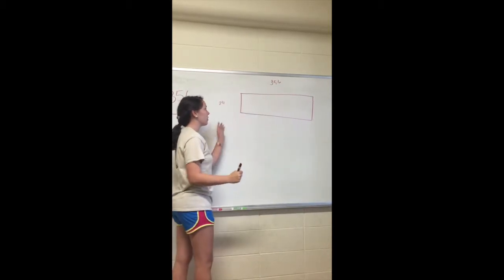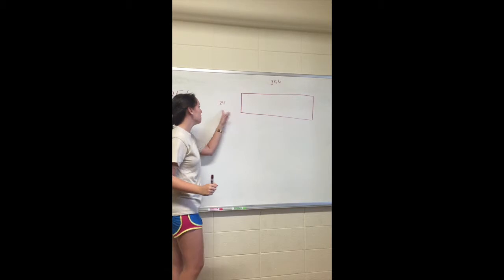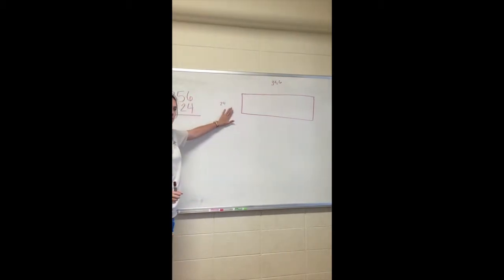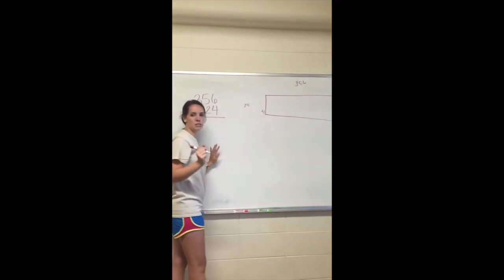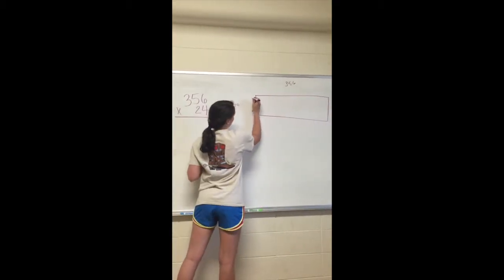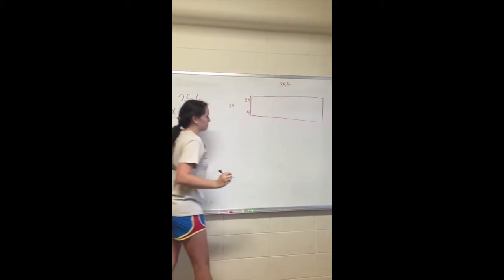The next thing we're going to do is break up each number by its place value. So for 24, in the 1 spot we have a 4, so we're going to put the 4 down here. And in the 10 spot we have a 2, which equals 20. I'm going to put that up there.